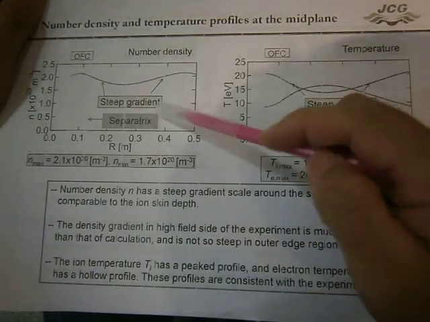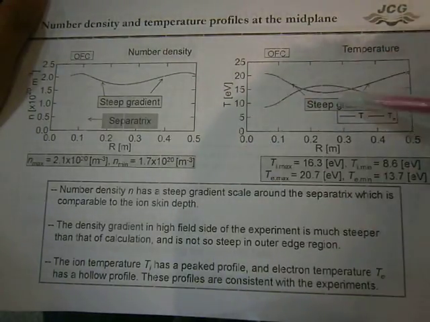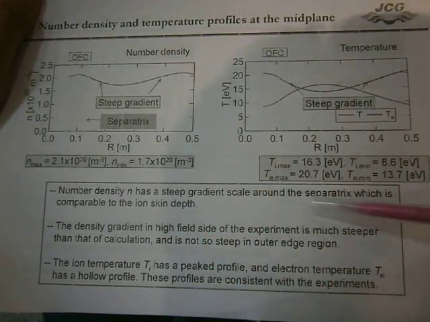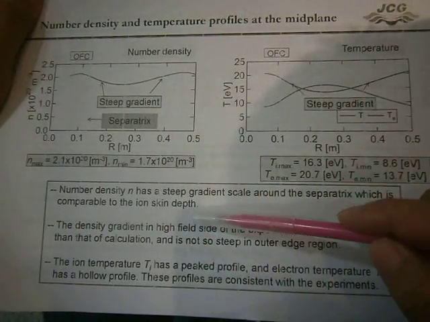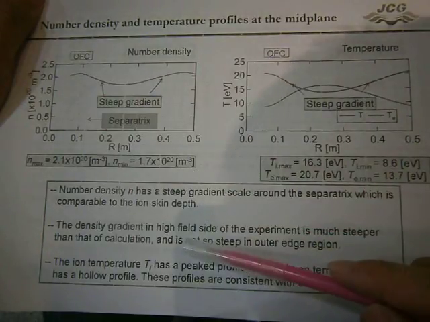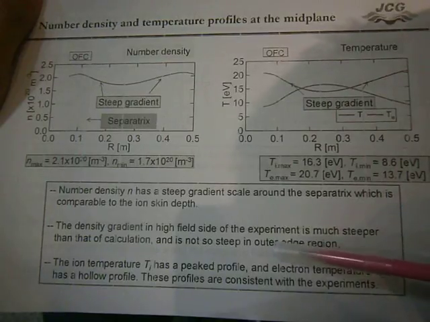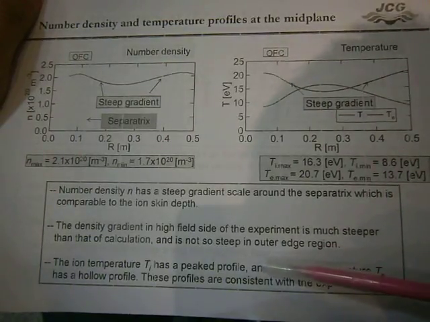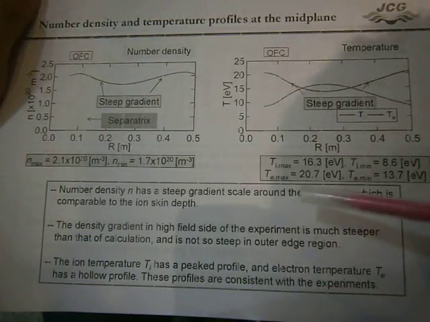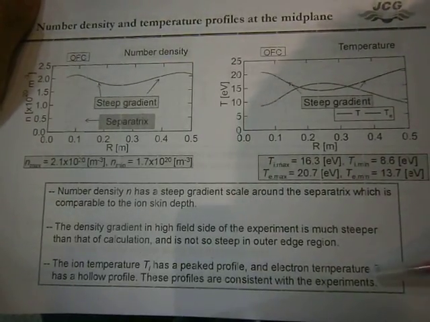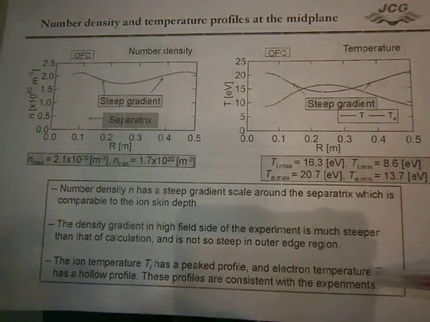Number density, the temperature, and number density has a straight gradient scale and the separatrix which is comparable to the ion skin depth. The mean gradient in the high friction experiment is much sharper than calculated and it's not sharp in the outer edge region. The electron temperature TE hollow profile is considered with the experiment.